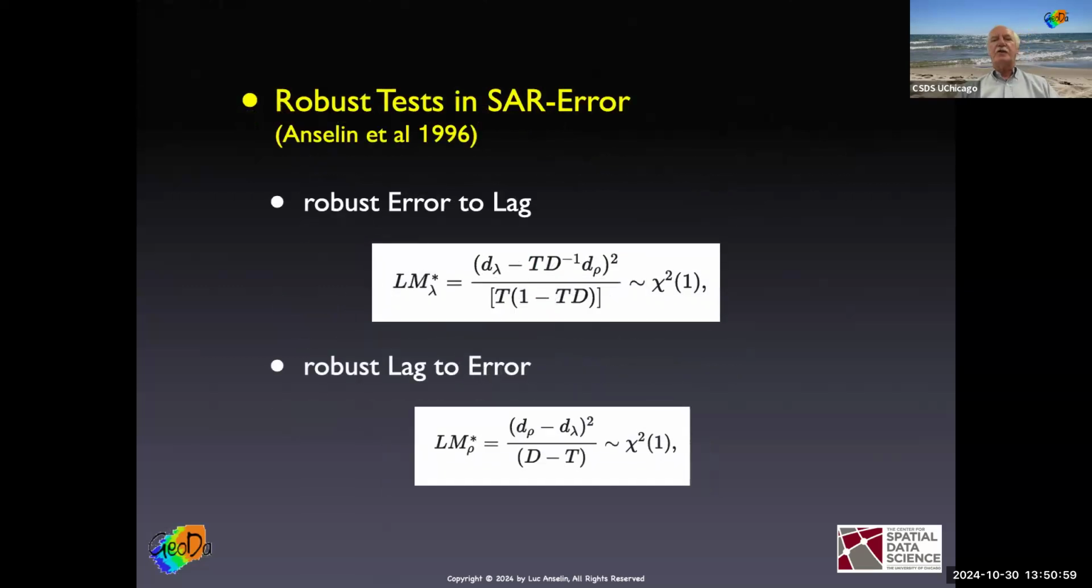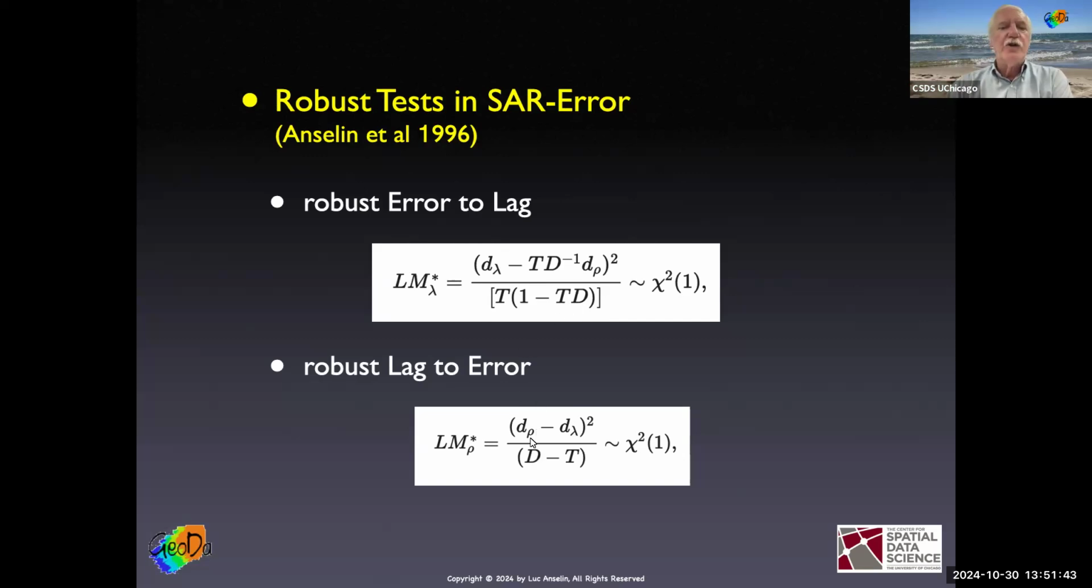And here we get to the complicated stuff. For the notation, you have to go back to the previous set of slides. This is the robust test for error, robust to lag. You see here, this is the original error score, and you subtract something, right? And this is T, this is all these traces of W, W prime, W, and so on. And all this stuff gives you a chi-square with 1 degree of freedom. So this is actually complicated to compute, but you just click a button and it comes out, right? You don't have to worry about it.